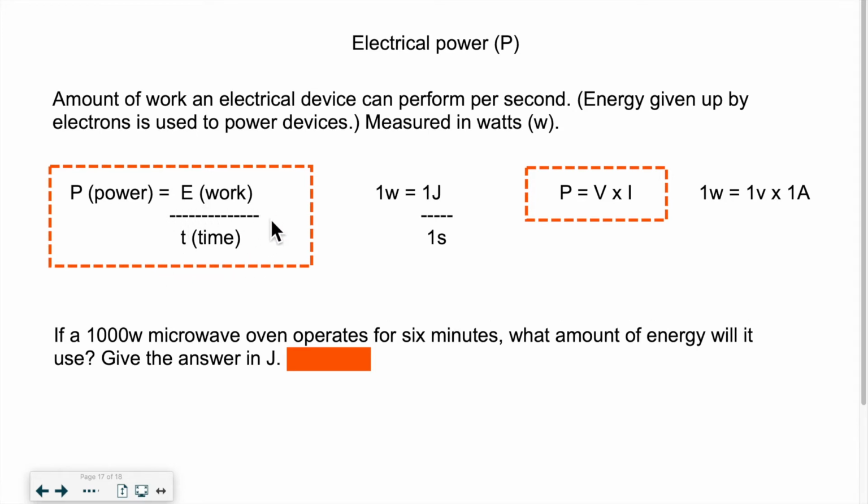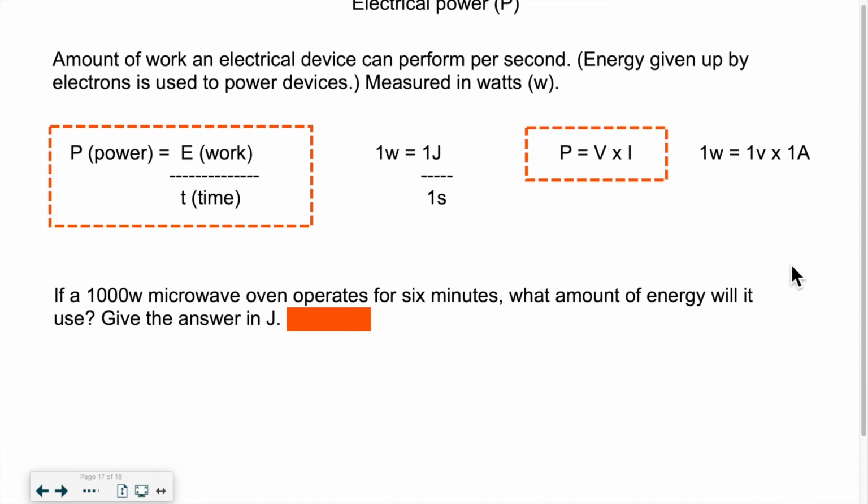So P is equal to E over T. If we look at the corresponding units, we have 1 watt is equal to 1 joule, which is the unit for energy, and the time is again in seconds. We can also use the following equation. Power can also be calculated if we multiply voltage and current. The units in this case would still be watts for power, but it would be equal to 1 volt times 1 amp, or voltage times amperage. So 1 watt is equal to 1 volt times 1 amp.